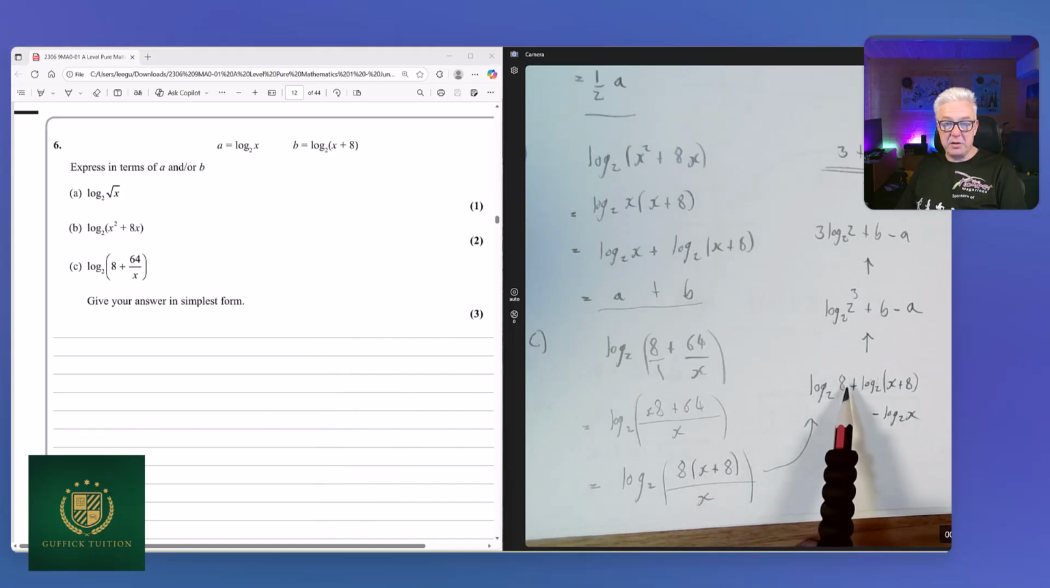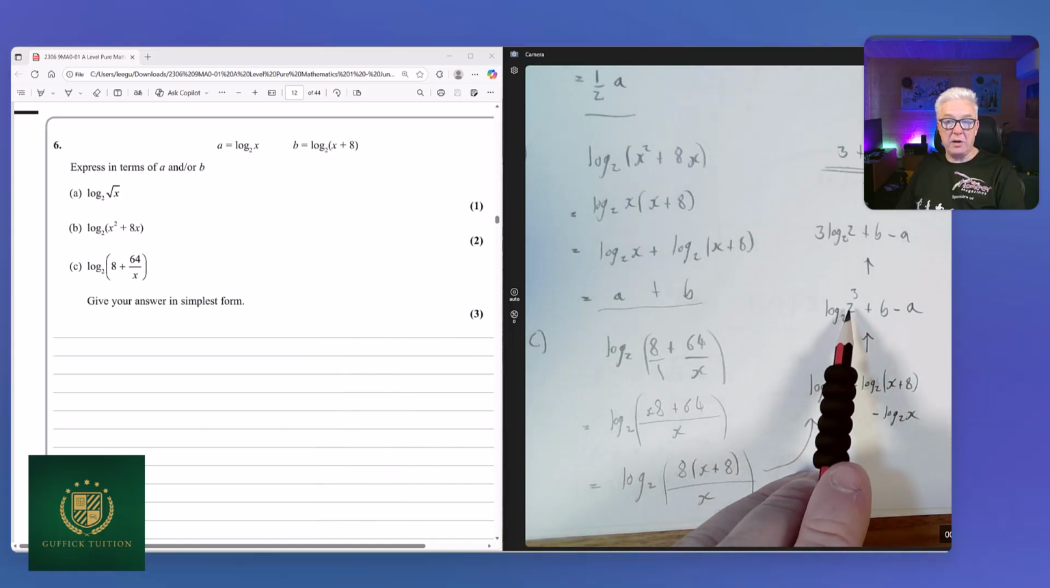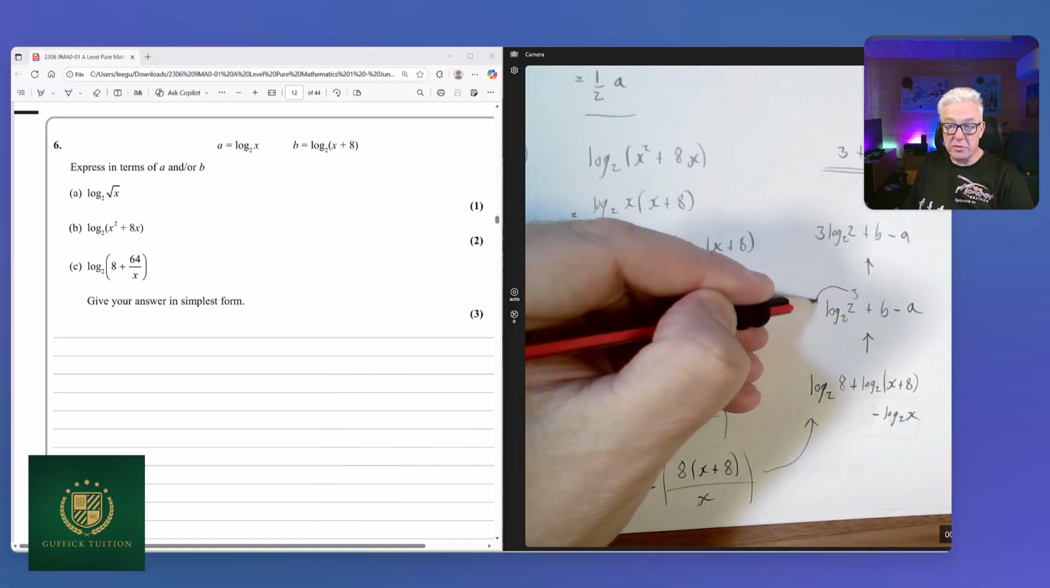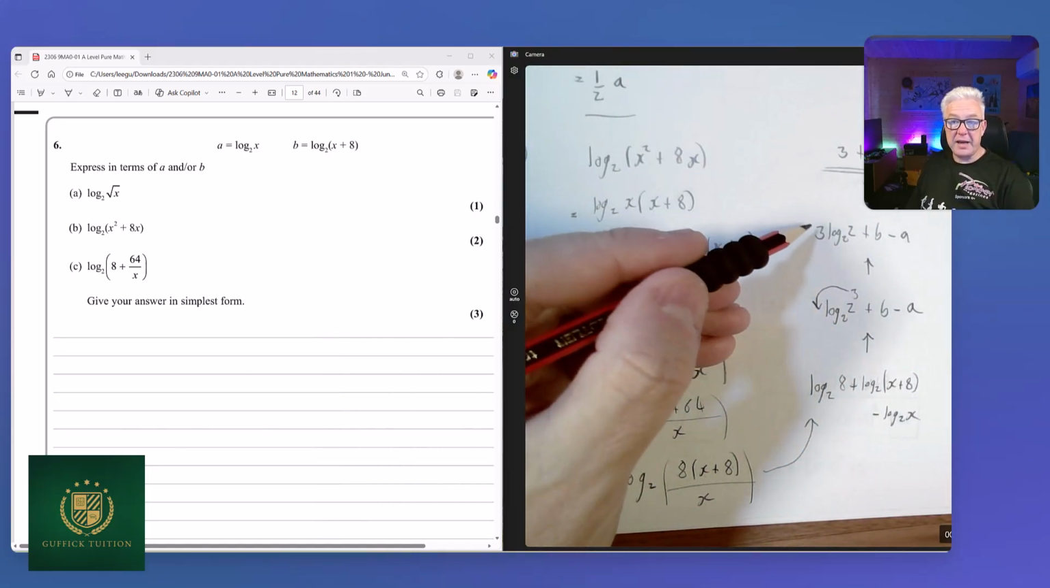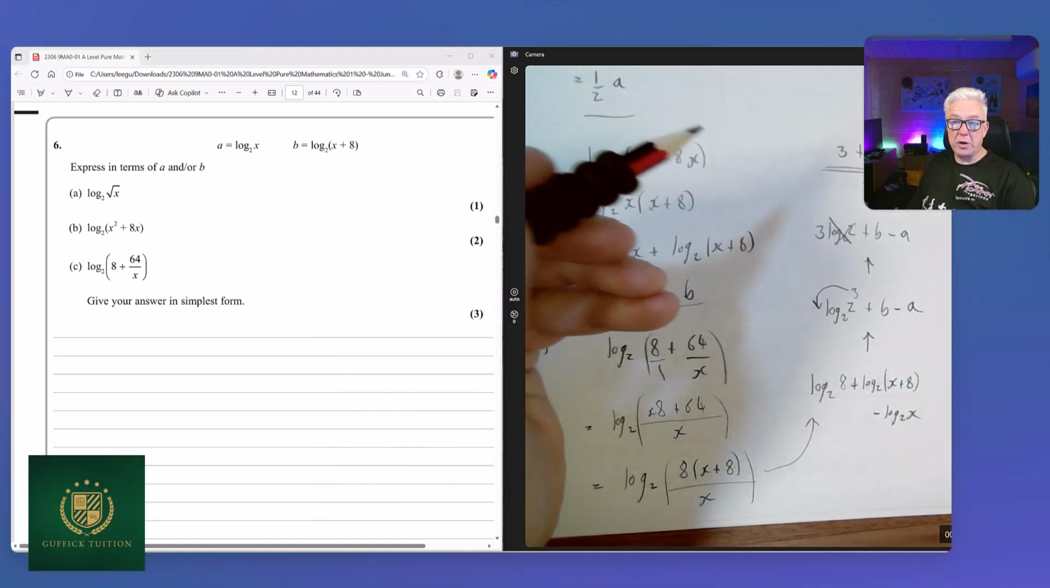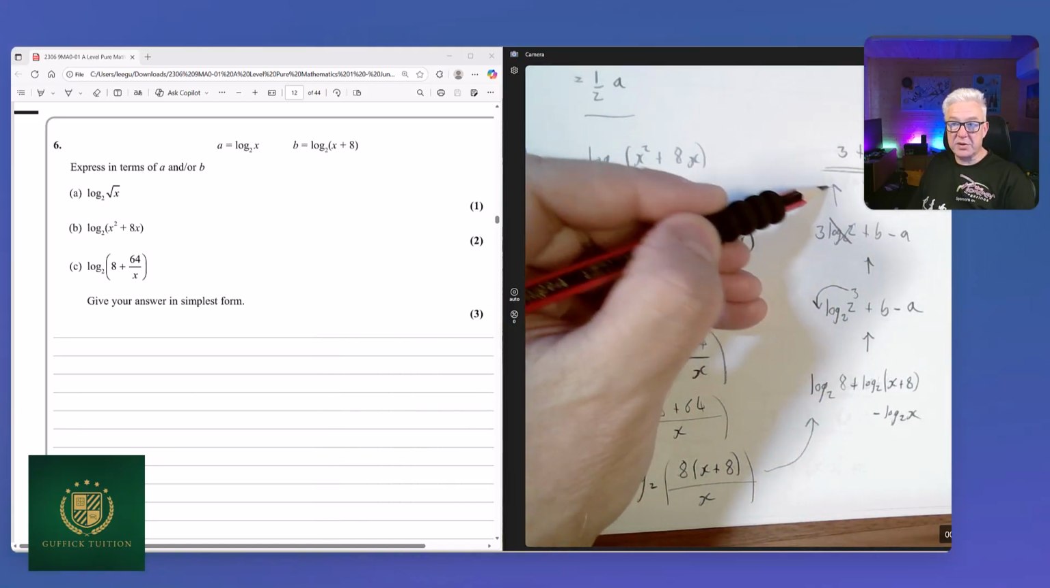Now log to the base 2 of 8 is log to the base 2 of 2 cubed. Using the power law again, bringing the 3 to the front, that is 3 log to the base 2 of 2. But log to the base 2 of 2 is 1. So that first term becomes 3.